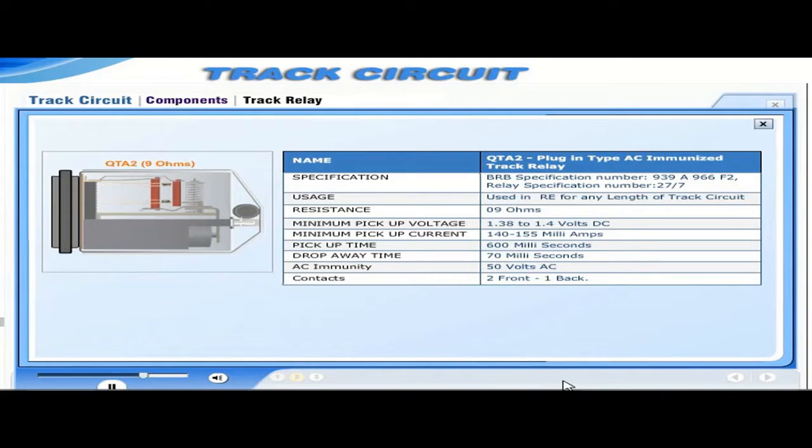Pickup time is 600 milliseconds and drop away time is 70 milliseconds. AC immunity is up to 50 volts AC. Contacts: 2 front, 1 back.